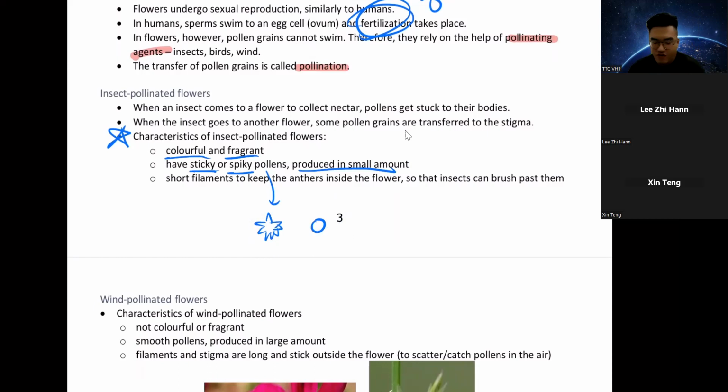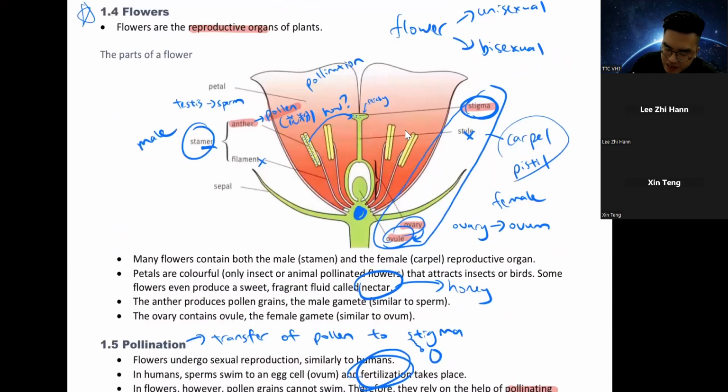Okay, so their body will be full of pollen. And they have short filament to keep the anthers inside the flower so that the insect can brush past them. You see? Can you see the filaments are very short instead of being long and then outside here? Because if this is long and outside, when bees, they pass through, they won't get the pollen. But now when I'm so short, when bees come in, they will for sure pass by the pollen. They will for sure get it onto their body. So there's a high chance that they can get another flower pregnant. I see flowers can pregnant too. Pregnant is the fruit lah.